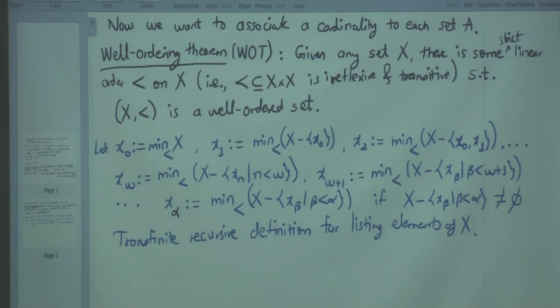Now when this was first proposed, this well ordering theorem was proposed by Cantor. He said that this is like an essential principle of thought. Everything can be listed. And he thought that he had a proof. He wrote down that proof. The proof was obviously wrong.